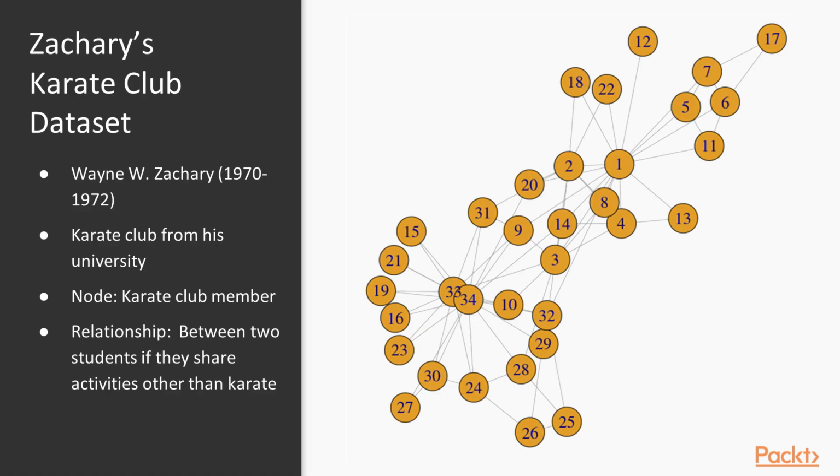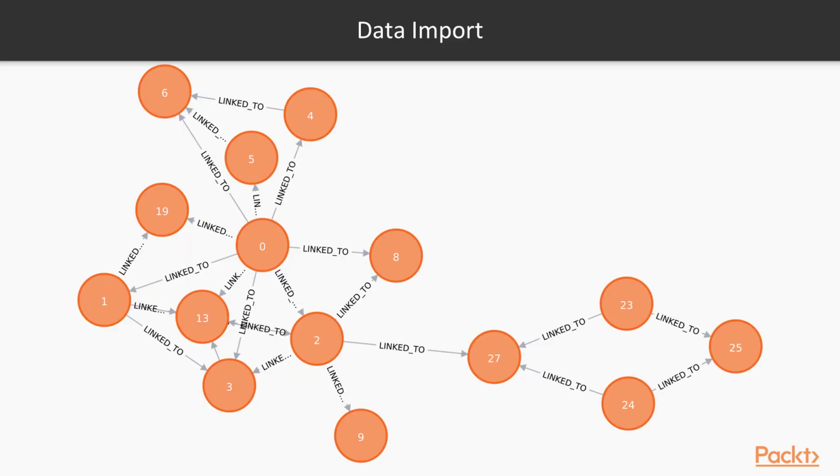The Zachary's Karate Club dataset was gathered by Zachary in the 70s, observing his university karate club. In this graph, a node is a member of the karate club, and a relationship is created between two members if they share another activity apart from karate. Let's import this dataset in Neo4j.